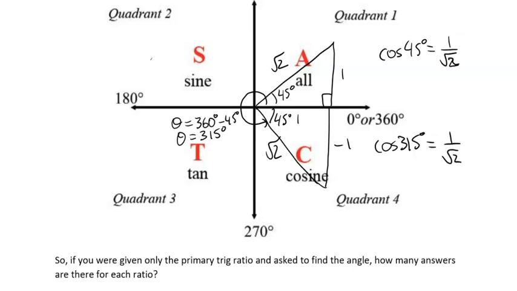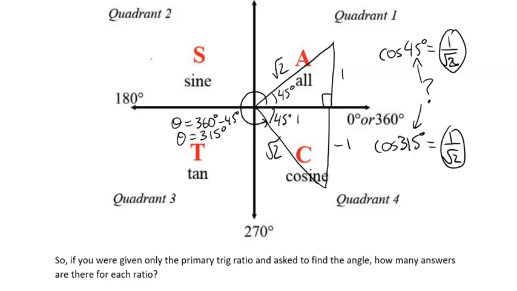And so you can see here that if I gave you a ratio of 1 over root 2, what answer is it? Is it 45 degrees or is it 315 degrees? Well, the correct answer is it's both. Your calculator, however, will give you only one of those angles. And so you have to determine based on the CAST rule what second answer is possible. Here, for a 45-degree angle and its cosine, it would be cosine of 315 degrees.